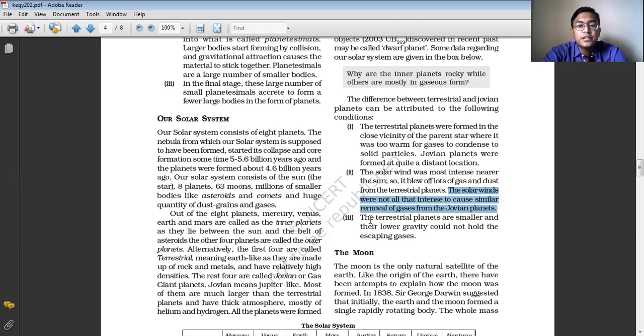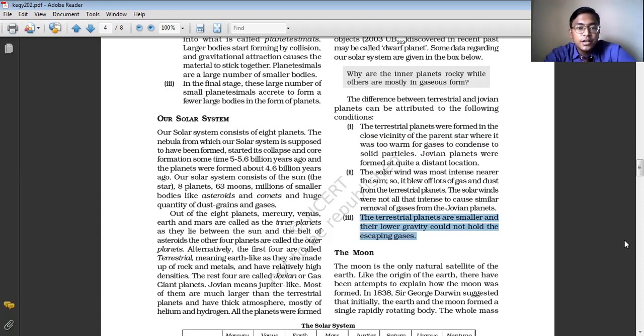And the most important difference between the terrestrial planets and the Jovian planets is that the terrestrial planets are smaller, and their lower gravity could not hold the escaping gases. The terrestrial planets are much smaller in size compared to the Jovian planets, and their gravity is lower, so they could not hold the escaping gases, and the atmosphere of the terrestrial planets escaped.